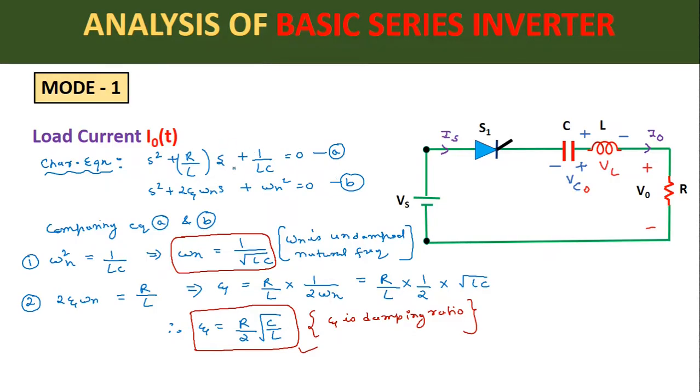When we compare both these equations, the coefficient of S to the power 0 is here 1 upon LC, here omega n square. So when we equate this, we will get omega n square is equal to 1 upon LC.